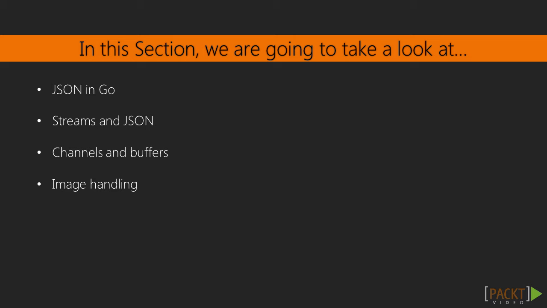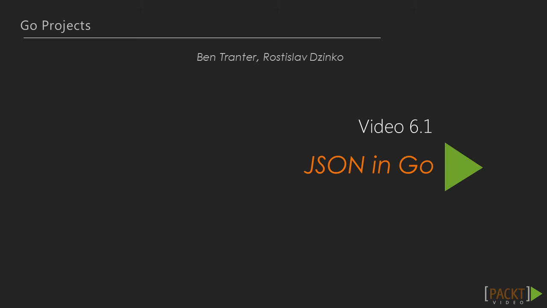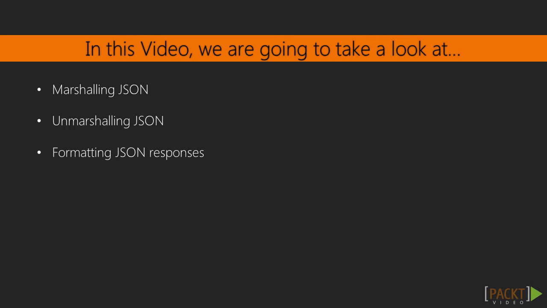We will cover the basics of JSON, streams, and image handling while creating a JSON REST API to interact with our existing data. In the first video of this section, we will learn how to handle JSON in Go. We will cover marshalling and unmarshalling JSON, as well as formatting JSON responses in order to create a REST API that will interact with our existing post and page data.